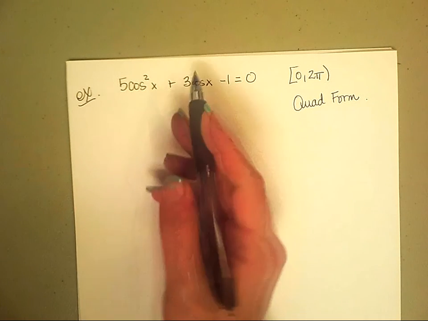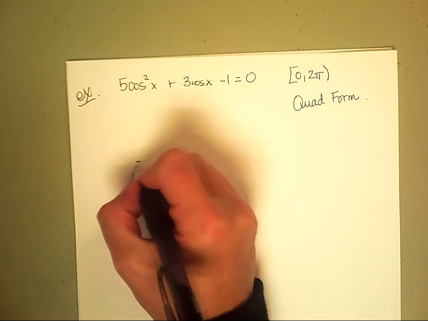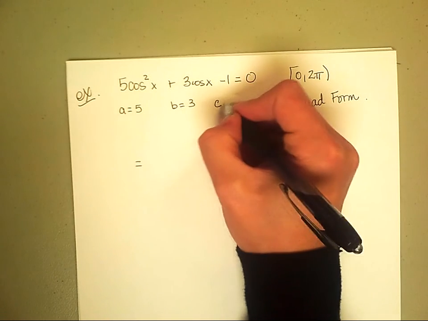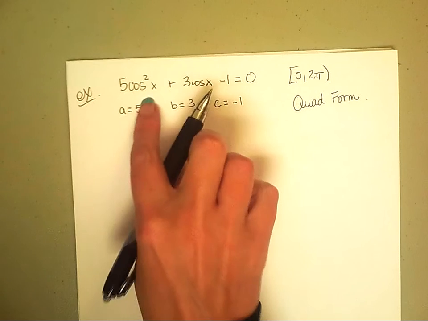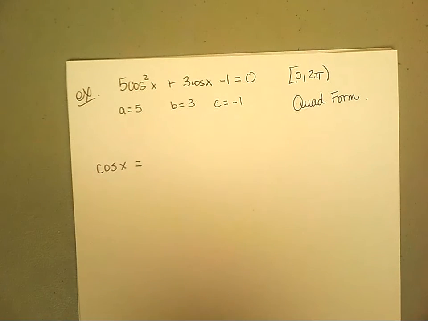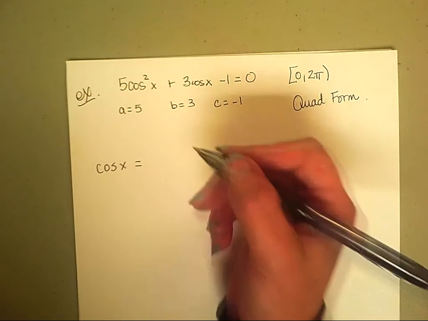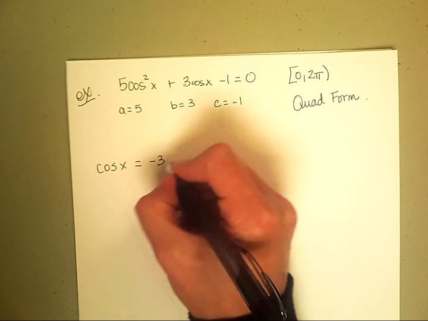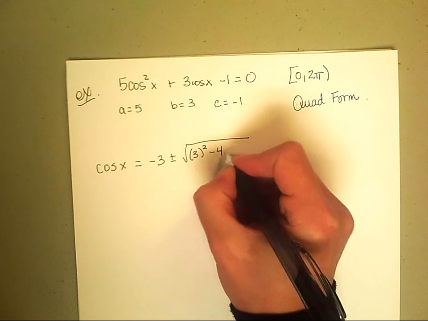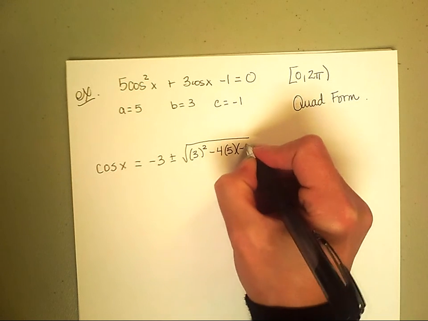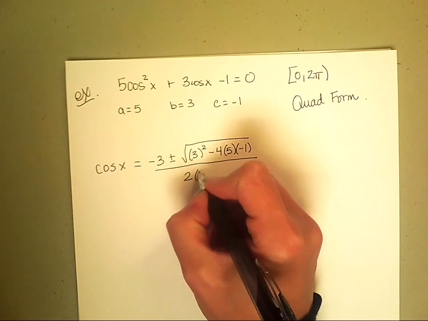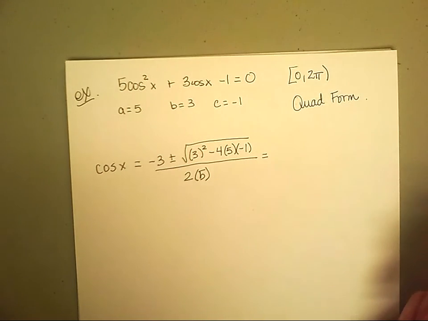So what we can do is use the quadratic formula. Now it's not quadratic in x, it's quadratic in cosine of x. So a is equal to 5, b is equal to 3, and c is equal to -1. But it's quadratic not in x, but in cosine. So it's not that x will equal this, it's that the cosine of x will equal this. So now -b plus or minus the square root of b squared minus 4 times a times c, all over 2 times a.